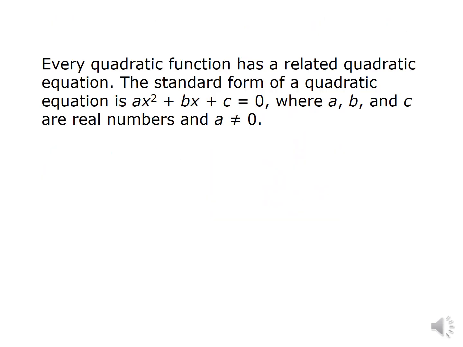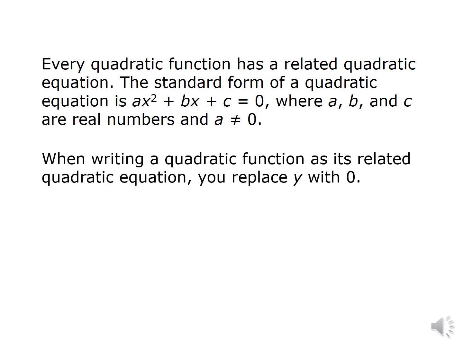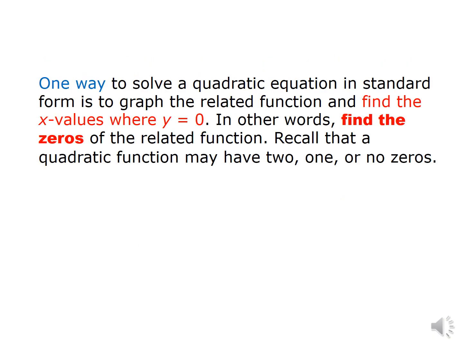Every quadratic function has a related quadratic equation. The standard form is this. We've already gone over all this. When writing a quadratic function as it relates to a quadratic equation, you replace y with 0, and we've talked about that before. Okay, so you just replace it. One way to solve a quadratic equation in standard form is to graph the related function and find the x values where y equals 0. In other words, find the zeros of the related function.